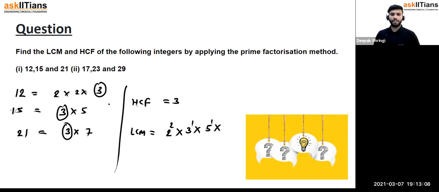Okay, then what was 7? The 7 power in the first number is 0, in the second number also 0, in the third number 7 is there. Okay, you solve it, you'll get the LCM, right? Okay, so it would be 420 if you solve it. Fine. Now for 17, 23 and 29 you can find the LCM and HCF yourself, right? Okay, not a difficult question, you'll be able to solve it very easily.